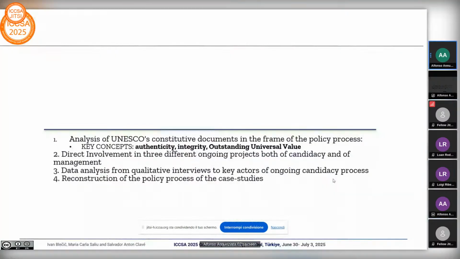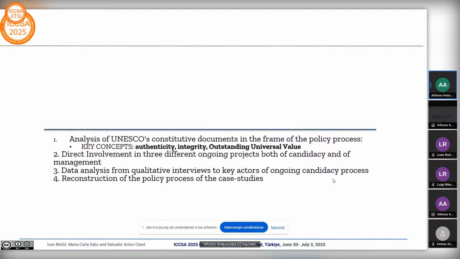The method: we first analyzed UNESCO's constitutive documents in the frame of the policy processes, analyzing some key concepts such as authenticity, integrity, the outstanding universal value. Then we had a direct involvement in different ongoing projects, both of candidacy and of management within the World Heritage System. And we analyzed the data after this direct involvement and after this direct observation from qualitative interviews that we conducted together with key actors involved in those processes.